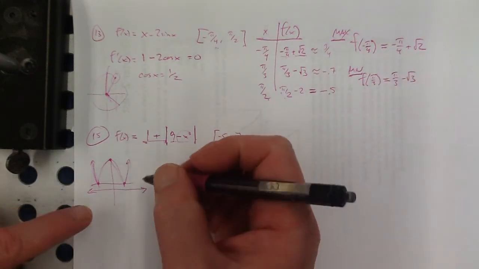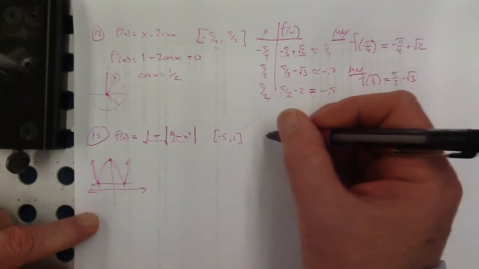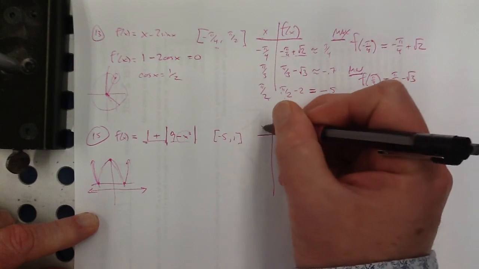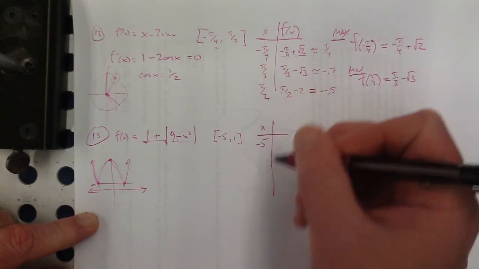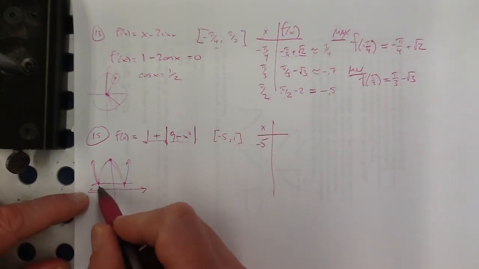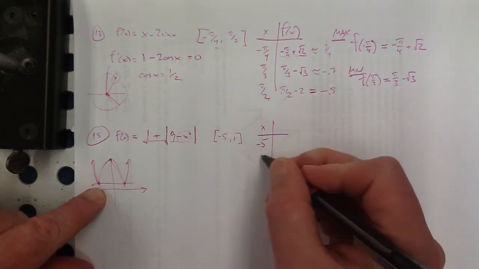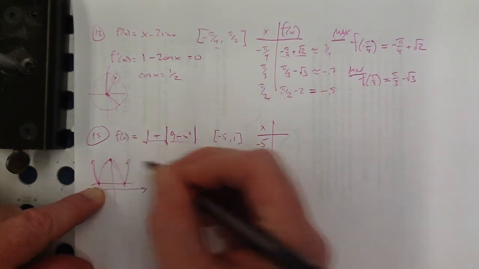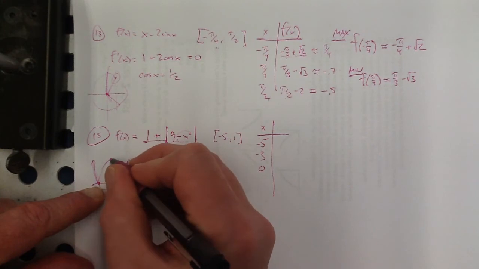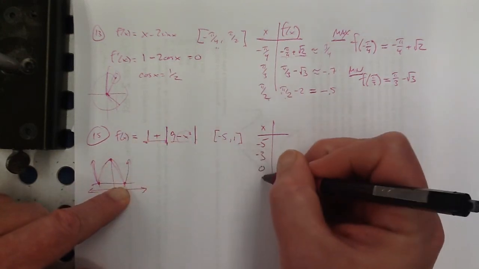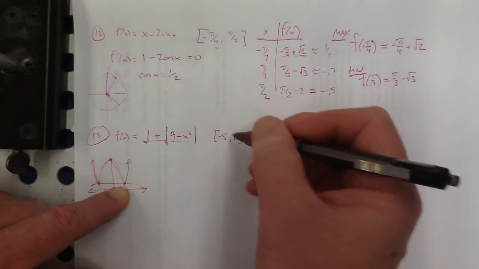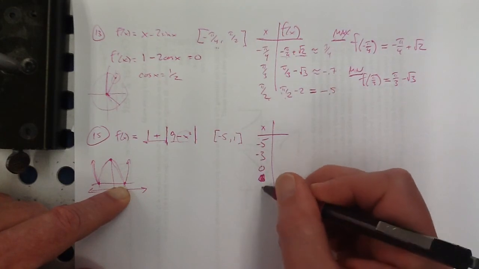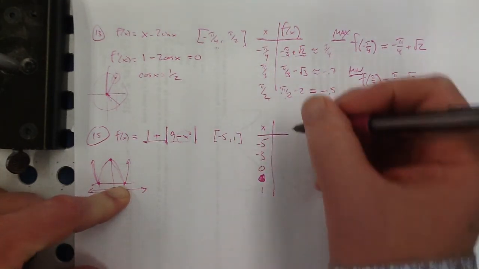So where are the maximums and minimums? When I set this up, I definitely want to go from negative 5 to 1. And it looks like at negative 3, there's a minimum. And at 0, there's a maximum. And at 3, there's a minimum. And oops, that's outside my interval. So it looks like those are the values I need to check.